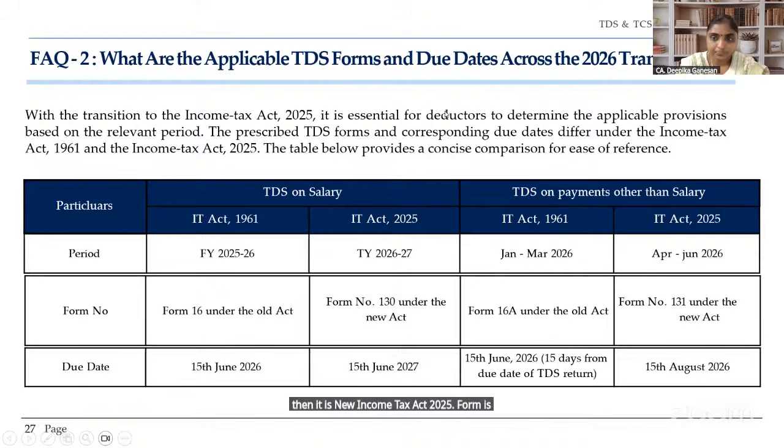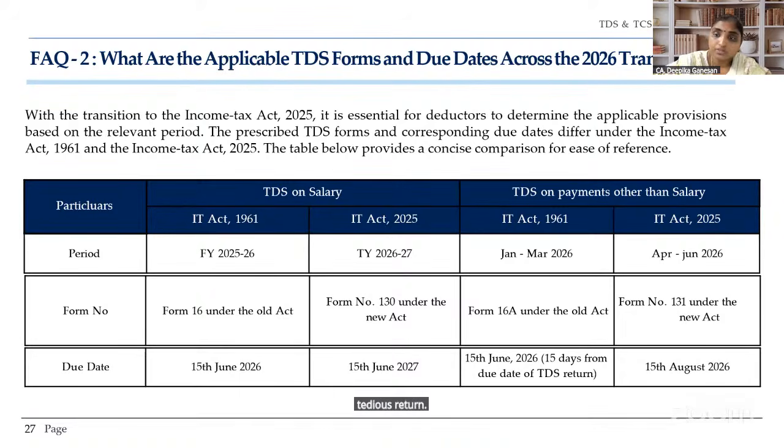The form is 130. And in case of the due date for salary, under the old Act it is 15th June. So for 25-26, by 15th June 2026 the TDS certificates will have to be issued. And under the new Act, by 15th June 2027, the TDS certificate will have to be issued for salary cases. In case of other than salary, quarterly, like January to March 2026, Form 16A will have to be issued by 15th June 2026. That is 15 days from the due date for furnishing the TDS return.